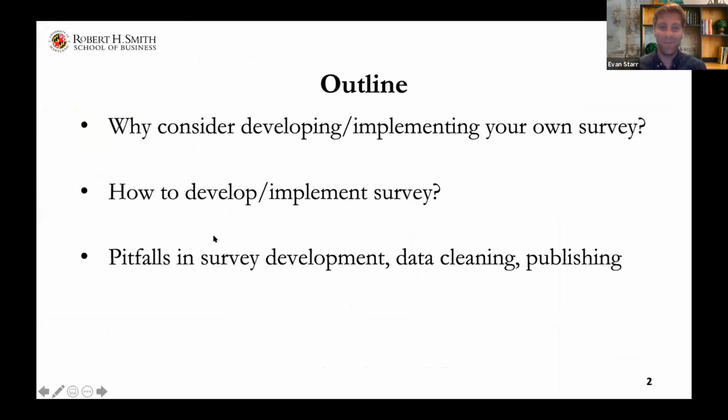So what I want to do is piggyback a little bit on what Karen said. I want to talk about why you might ever consider developing or implementing your own survey, some of the costs and benefits and how to do it, and then really some of the pitfalls that come in survey development and data cleaning and the publication process.